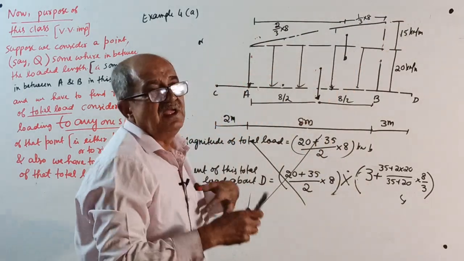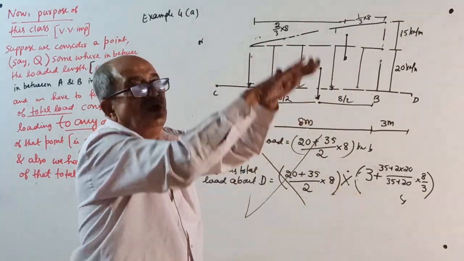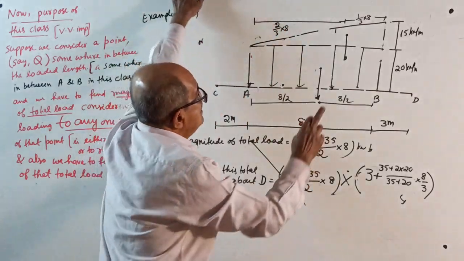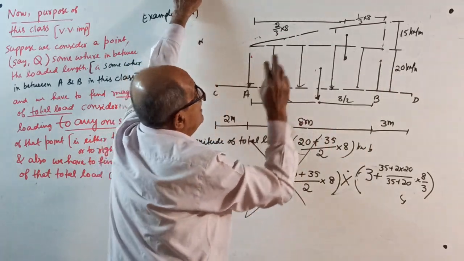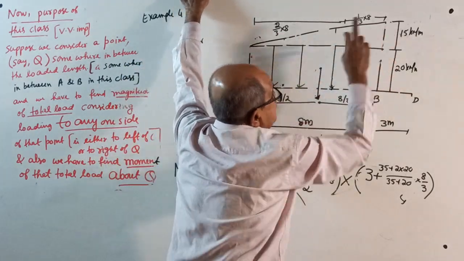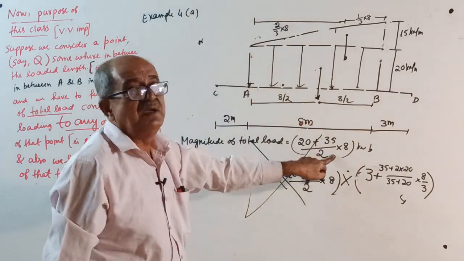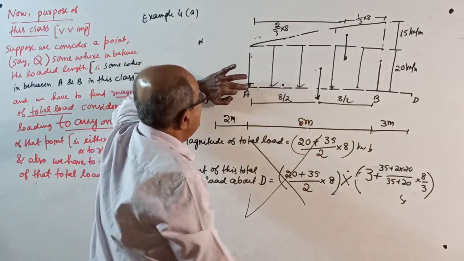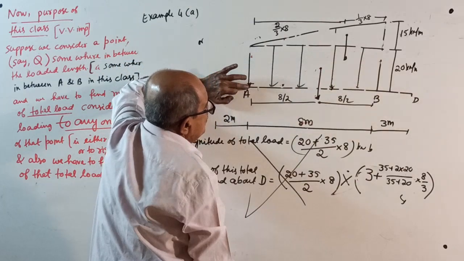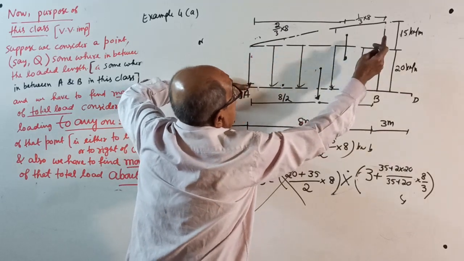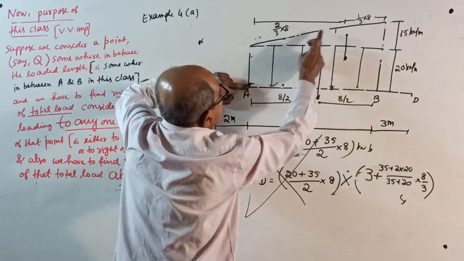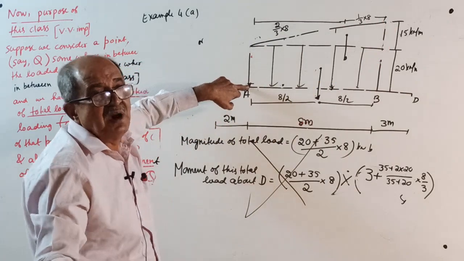Now, see, write systematically. Total load: 20 into 8, rectangle, half into 8 into 15. That's all. You should get the same answer. Moment about A: 20 into 8 into 8 by 2 plus half into 8 into 15 into 2/3 of 8. You will get the same answer.